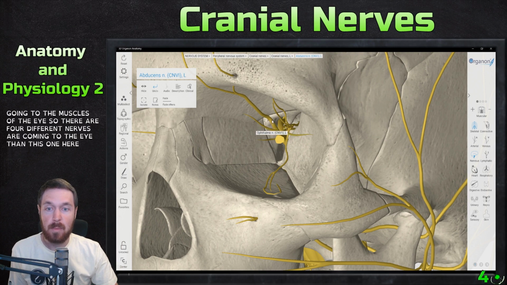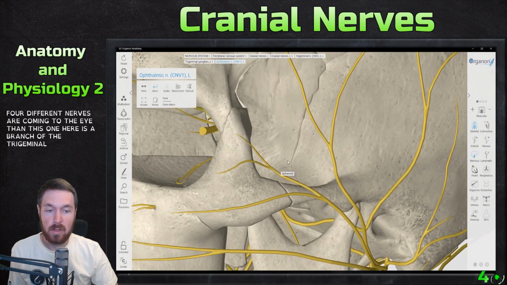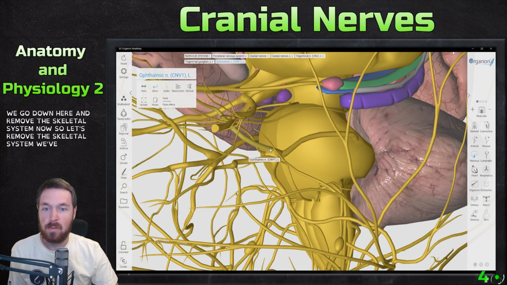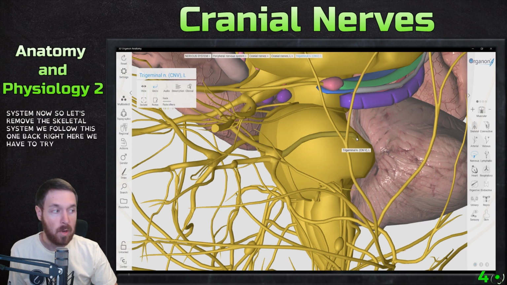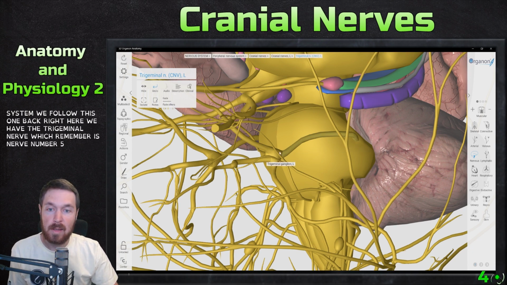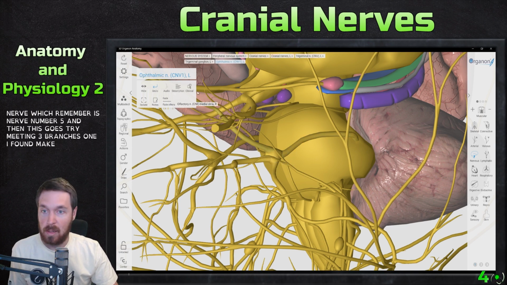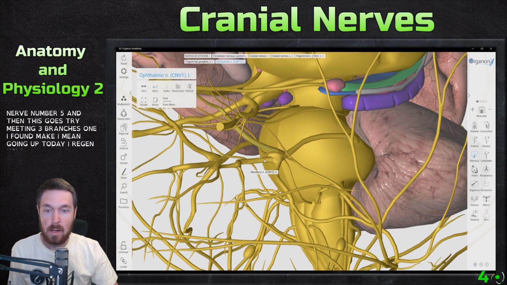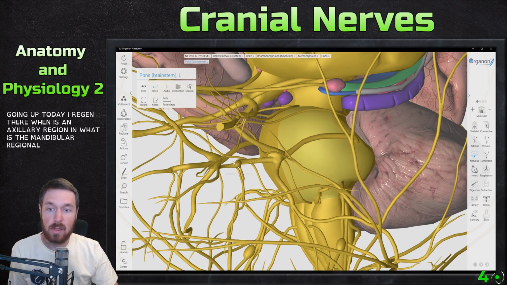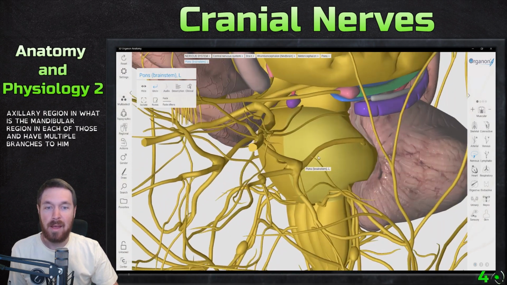Then this one here is a branch of the trigeminal nerve. So if we go down here and remove the skeletal system now, we follow this one back. Right here we have the trigeminal nerve, which remember is nerve number 5. And then this goes into 3 branches. One is ophthalmic, going up to the eye region there. One is the maxillary region, and one is the mandibular region. And each of those then have multiple branches to them as well.